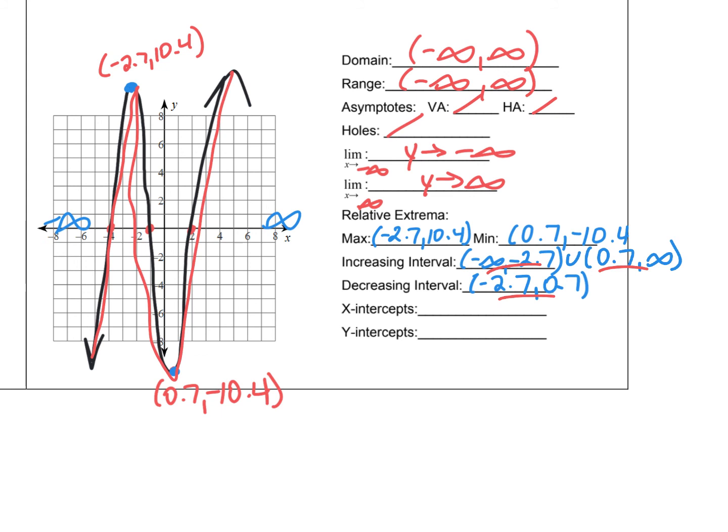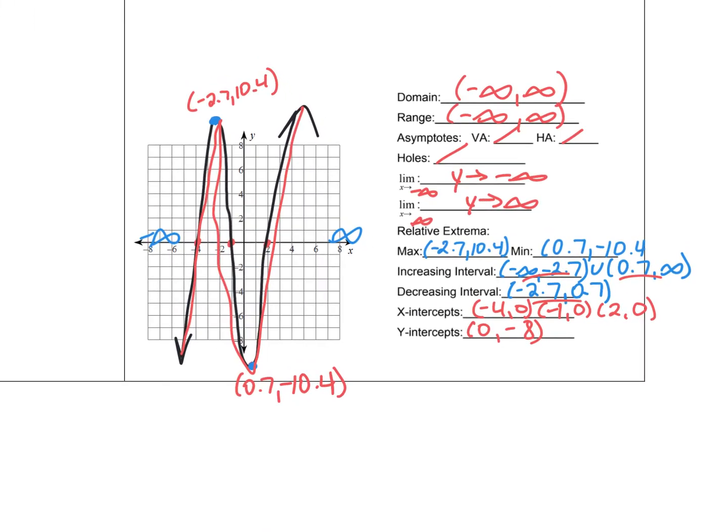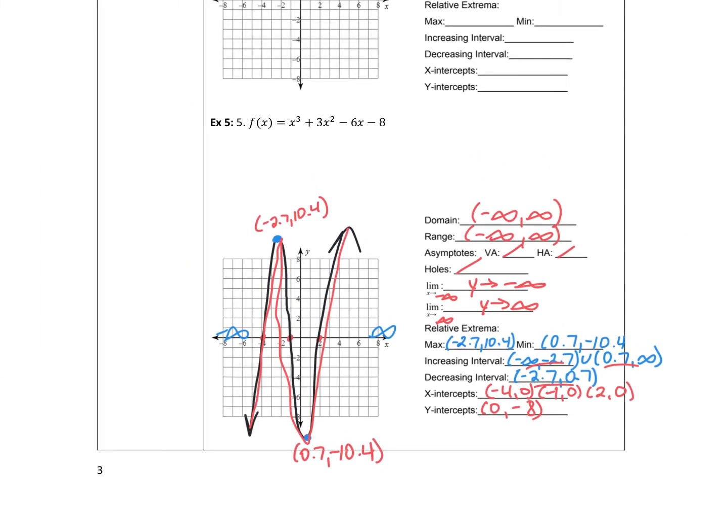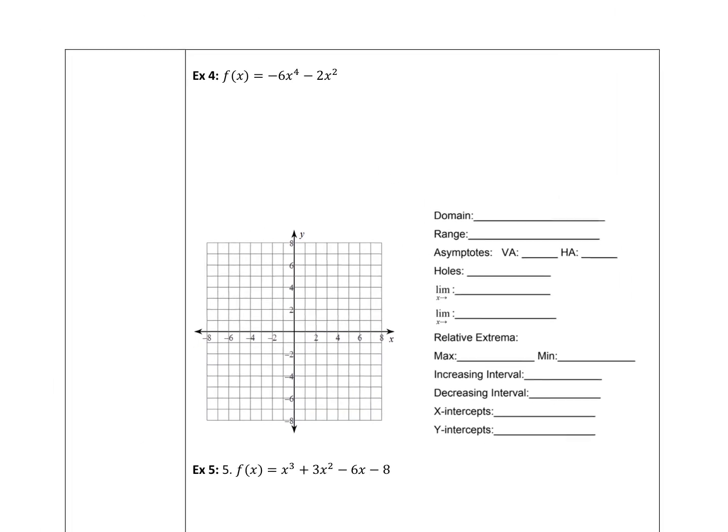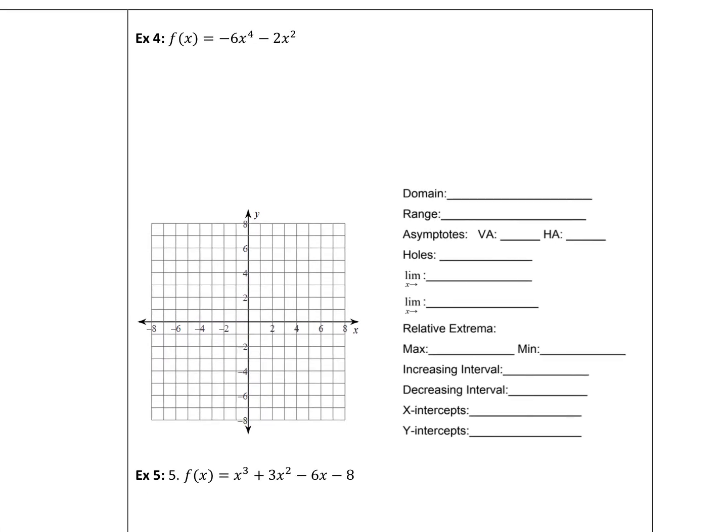Okay? X and Y intercept, these should be easy. What are they? Perfect. And Y intercept? 0, negative what? Negative 8? Cool. Anything else? Nope, we're good. Questions on that? Okay, number 4 and we're done. So try that one out.